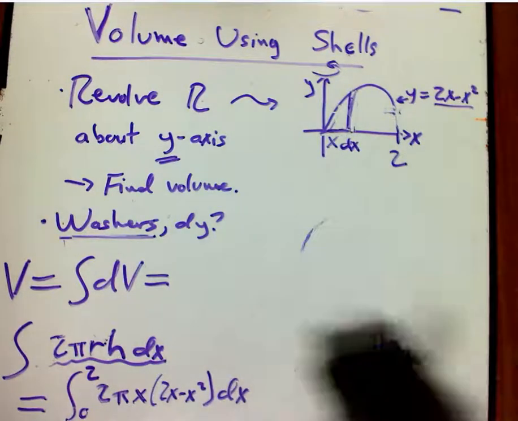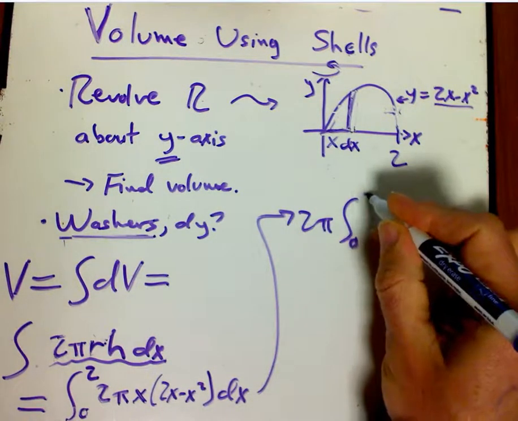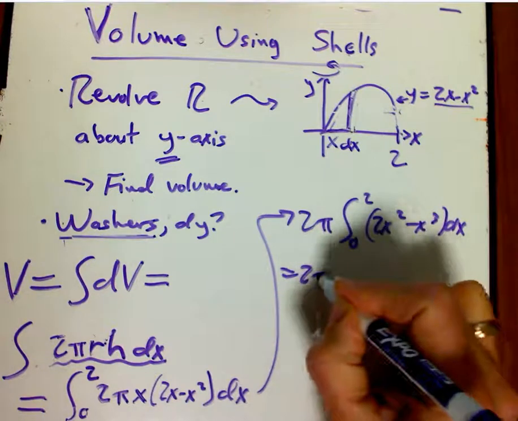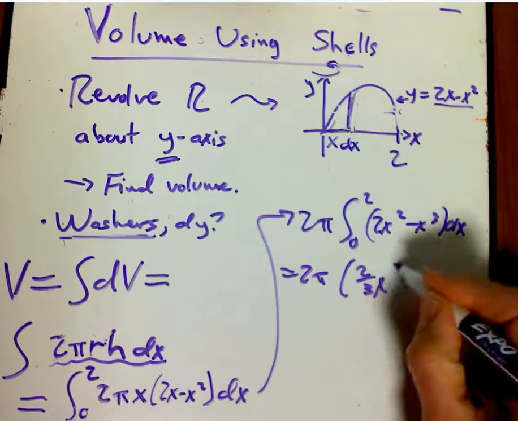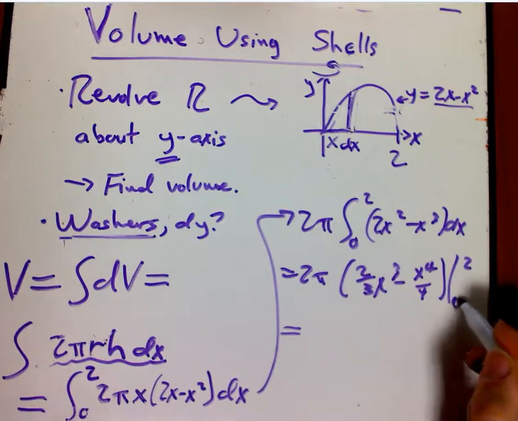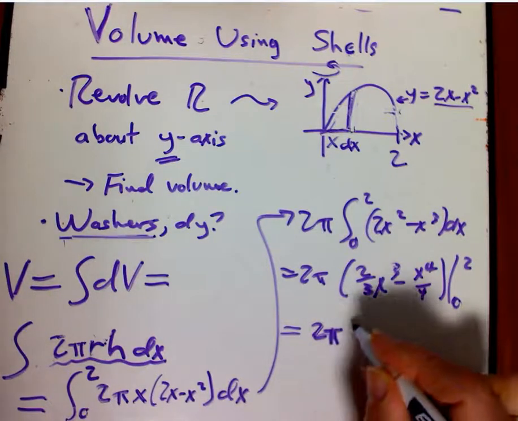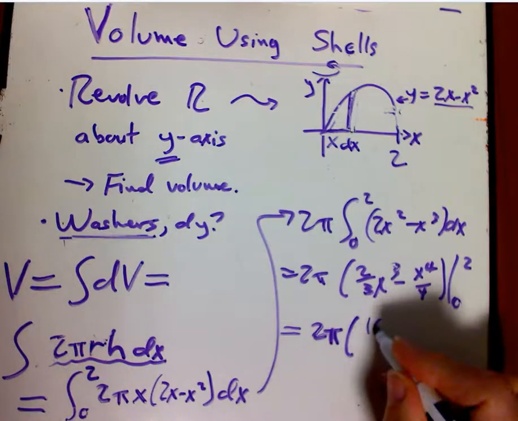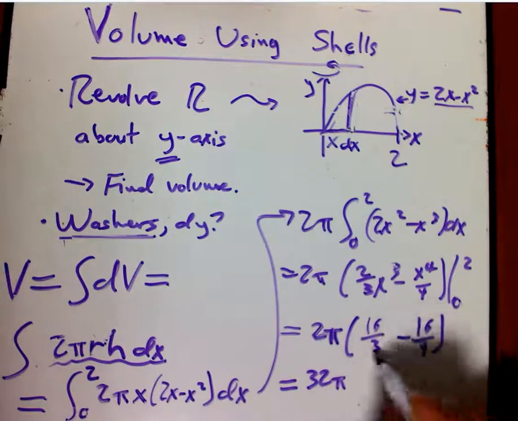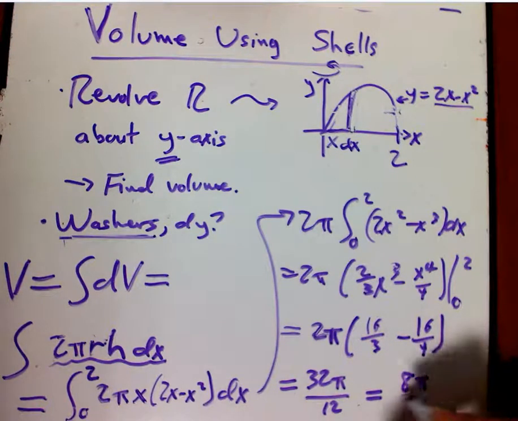So just to finish it off, I hate to trash the picture, but I want some space. So that's going to be 2 pi integral from 0 to 2 of 2x squared minus x cubed dx, 2 pi times 2/3 x cubed minus x to the fourth over 4 from 0 to 2. Not always, but sometimes that's a zero and it's going to die. I just want to make it simple for our first example. So that's 16/3 minus 16/4. So that's 2 pi times, a third minus a fourth is a twelfth, and that cancels down to 8 pi over 3.